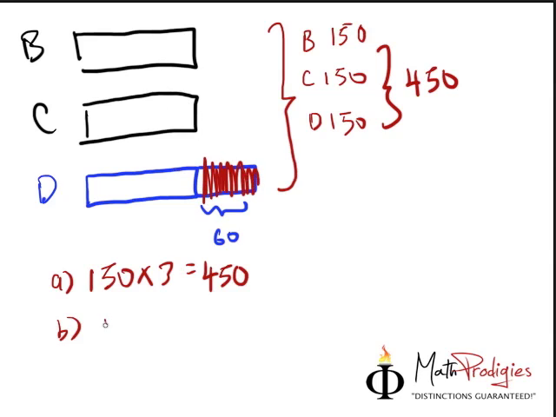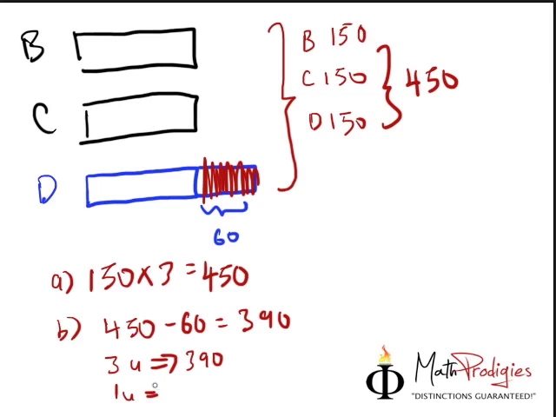So how do we erase it? 450 minus 60 gives you the answer of 390. Am I right? Yeah. So 390 is equal to 3 units. What is 1 unit equal to? 1 unit is equal to 390 divided by 3, which gives you 130 stems. So what did Daphne have originally? Daphne had 130 plus 60, which gives you 190 stems. So Daphne had 190 stems at first. If you got that one right, high five, because you are a math prodigy. Good job. Alright? So basically, that's it.